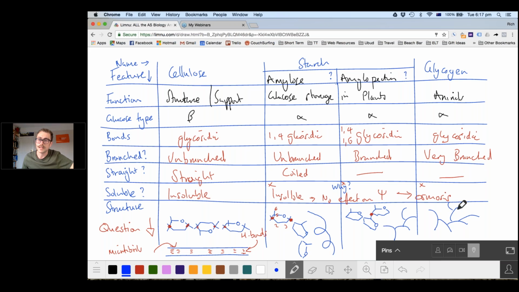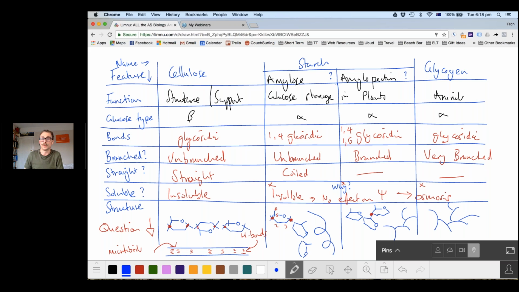except it's more branched. Why is it branched? We can relate this to its function. Amylose is coiled because it's compact and we want to get a lot of glucose into a smaller space. Amylopectin and glycogen are branched to increase the surface area. So it allows more space for enzymes to get in to break off glucoses faster.